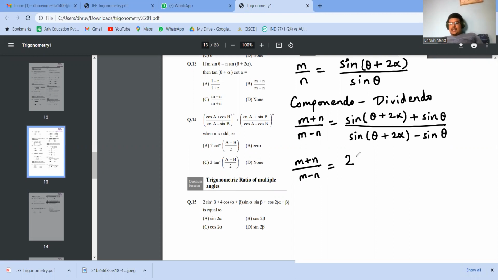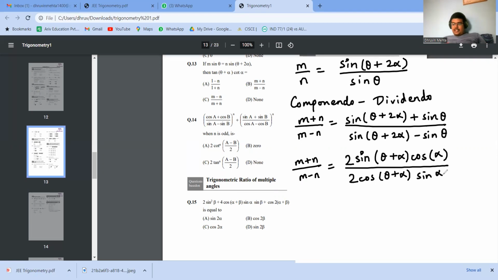So when you use sin C plus sin D in the numerator, are you getting 2 sin((theta plus alpha)) cos alpha? Check this. And in the denominator you will get 2 cos(theta plus alpha) sin alpha. Are you getting this? Yeah. So our work is done. This is tan(theta plus alpha) and cot alpha. Done. This is what we had to find. So the value of this is (m plus n) upon (m minus n). Done. Shall we proceed?